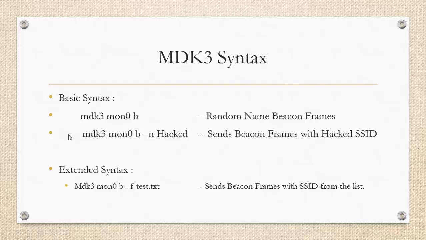MDK3 is a tool which can be used to send the beacon frames all over the network. We have three examples of the MDK3 tool. Let's analyze each one of them. The first one says send the beacon frames from the Mon0 interface through the MDK3 tool. B stands for beacon flood. That means it will flood the beacon frames all over the network through the Mon0 interface. Now the SSID of those beacon frames will be random SSIDs.